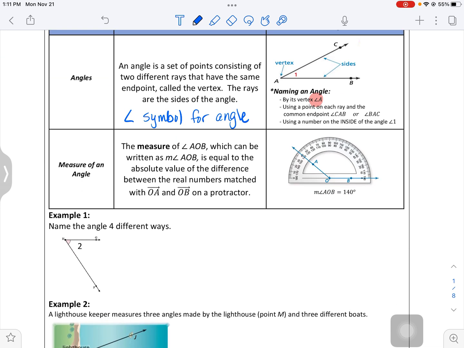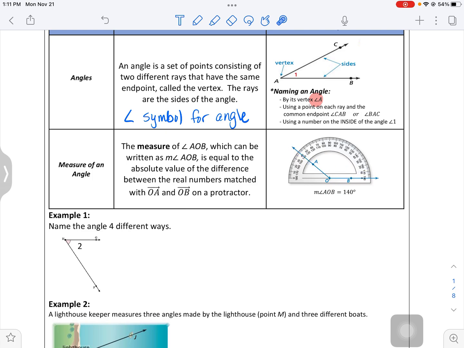So when we measure an angle, the measure of an angle AOB, which can be written as M angle AOB, M stands for measure. This is the angle symbol, and then these are the three letters that form that angle. The middle one is the vertex, is equal to the absolute value of the distance between the real numbers matched with OA and OB on a protractor.